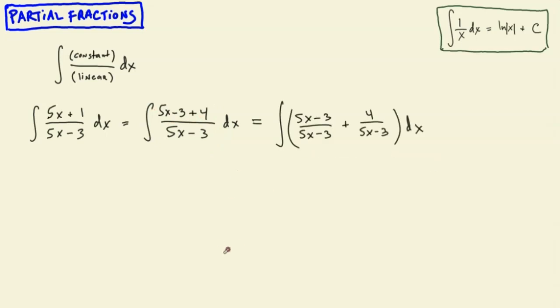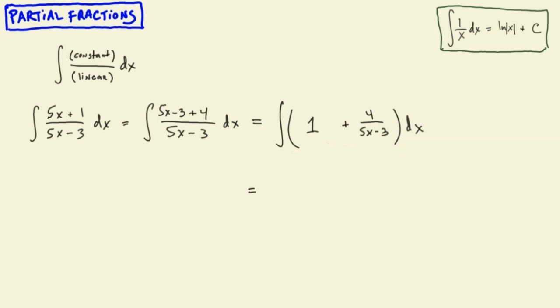There's the first one, but the second one is the whole reason I set this up. What's 5x minus 3 over 5x minus 3? It's 1. And lo and behold, look what I've done. I accomplished exactly what polynomial division would accomplish. I rewrote this original junk as the sum of a polynomial, a real simple polynomial, and a bottom-heavy fraction. And now that's easy to integrate.